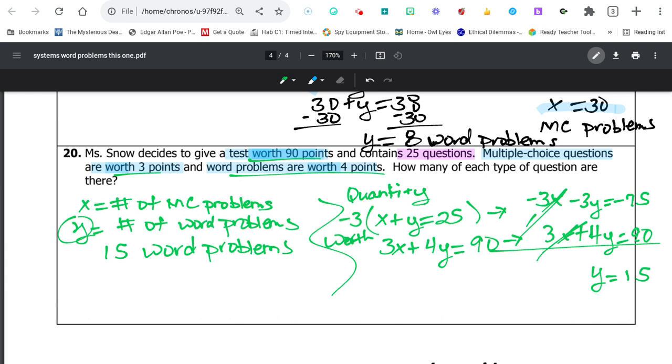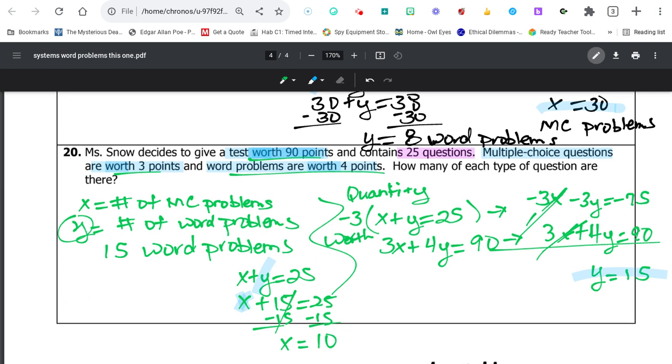So 15 word problems, and then to figure out your number of multiple choice, you can just use that 25 on there. If 15 of them are word problems, 10 of them have to be multiple choice. But if you don't know that, go back to x plus y equals 25 and simply change your y to 15. So x plus 15 equals 25. Subtract 15 from both sides. So x is equal to 10, and 10 is multiple choice problems.